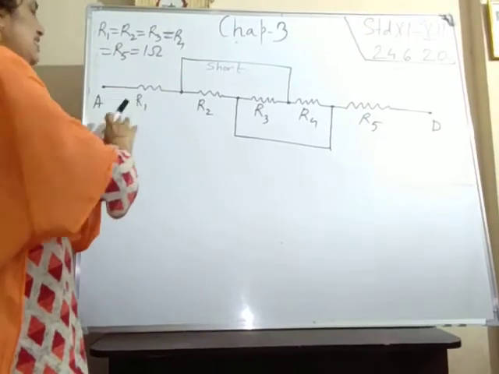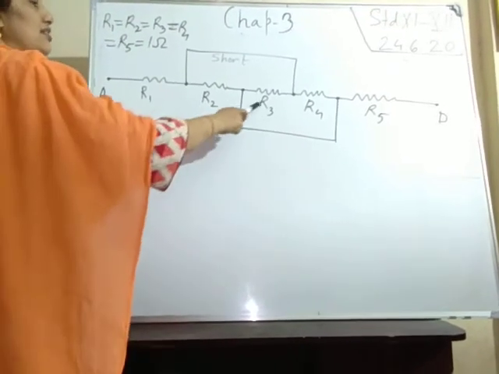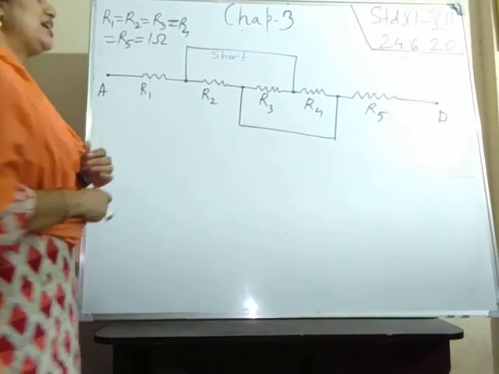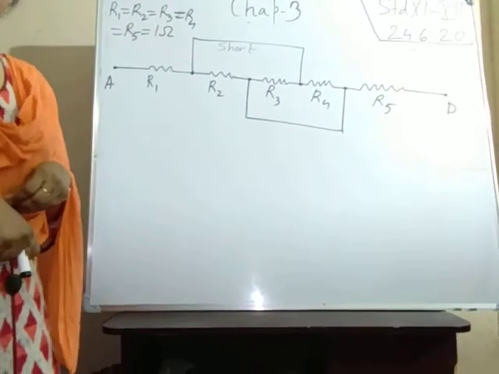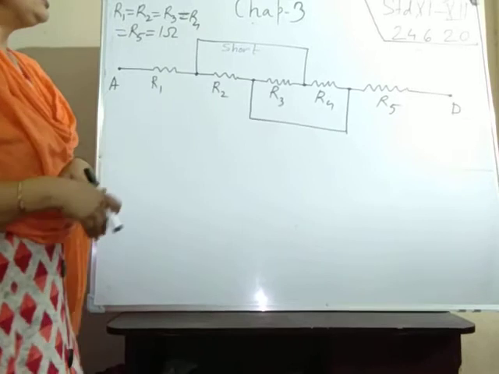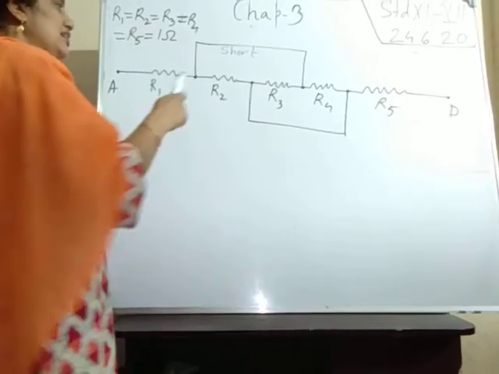Look everybody, there is an interesting circuit for you. Here R1, R2, R3, R4, R5 all are connected one after another. So easily you can find out the equivalent resistance by adding all of them, isn't it? You can find that out, but there is a problem created here.